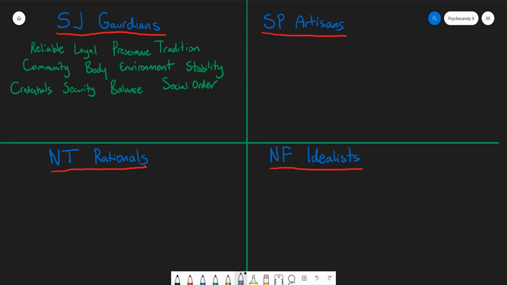They strongly believe in stability, security, balance. It's something that they strive for in life, even in their bodies. Homeostasis is a great word for the SJs or the Guardians. And in society, they generally want to belong to a community. They appreciate order, especially social order, and they have a strong yearning to belong to communities.